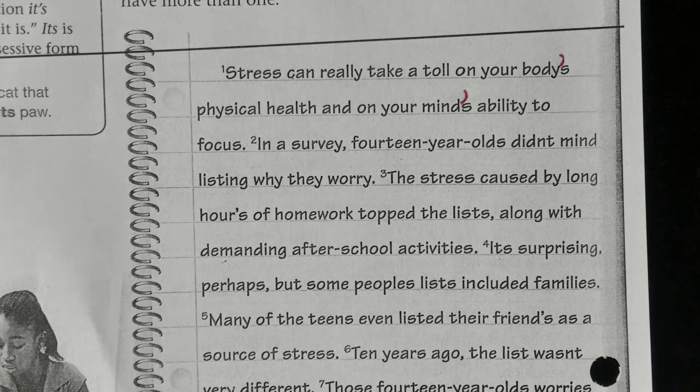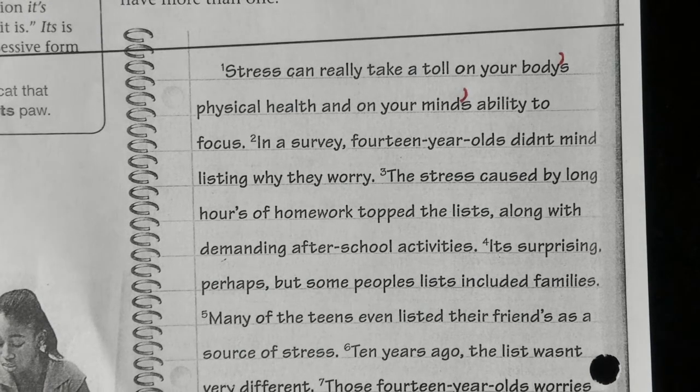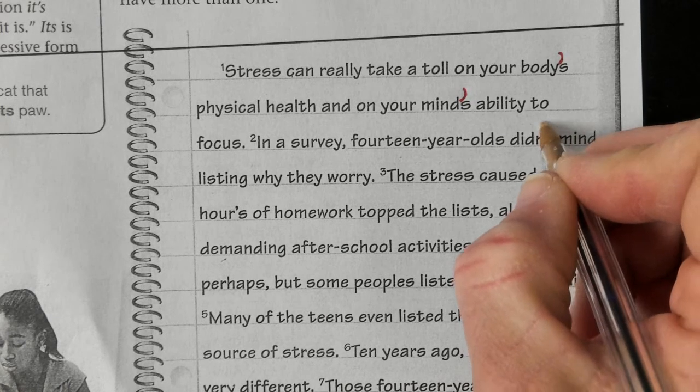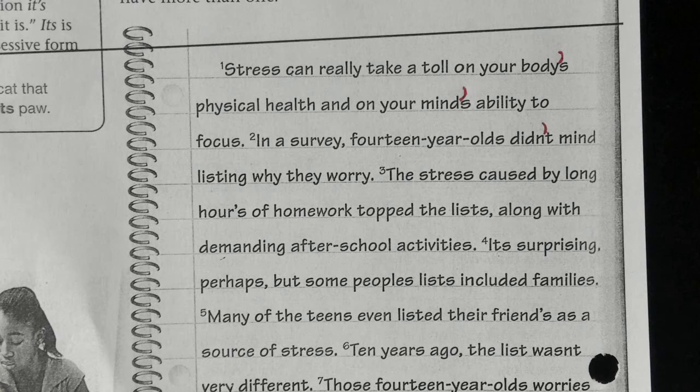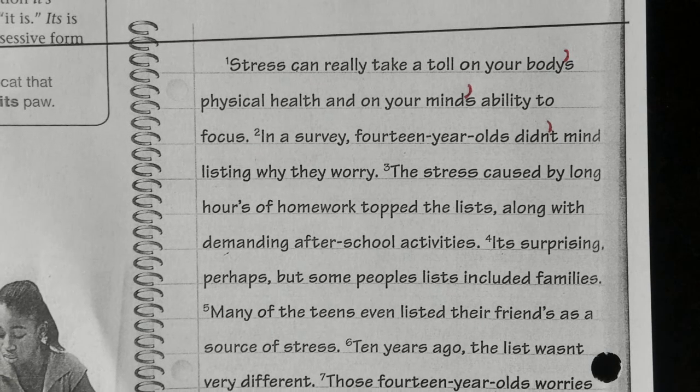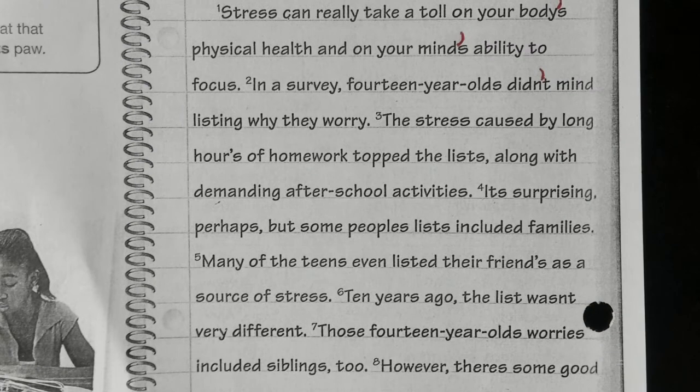In a survey, 14-year-olds didn't mind listing why they worry. Jody? Yes, that's the contraction for did not. The apostrophe takes the place of the O in not. There should not be an apostrophe in 14-year-olds because they're not owning anything. It's just plural.